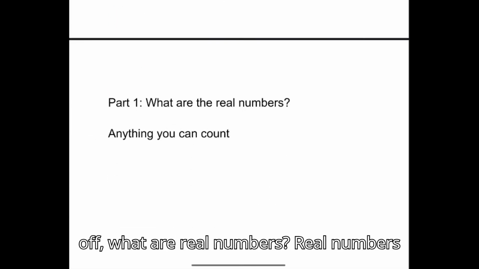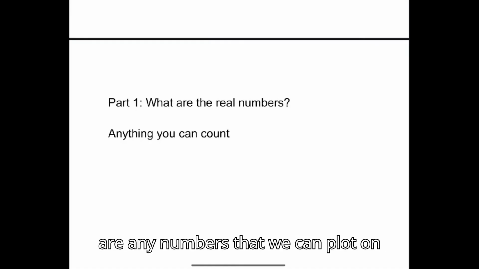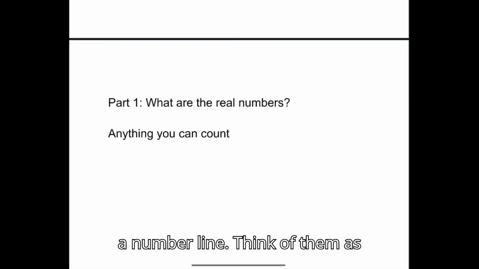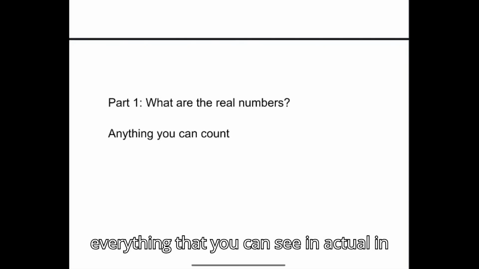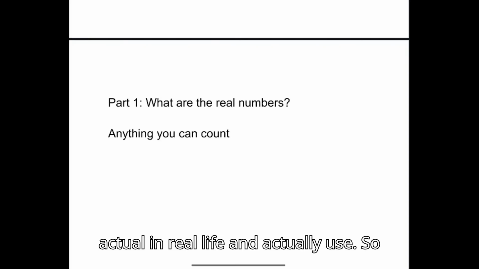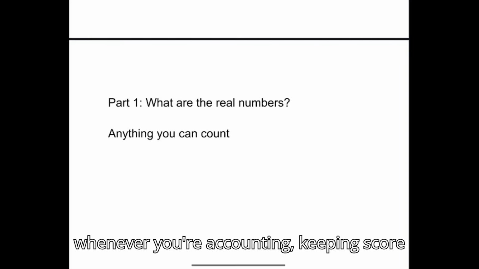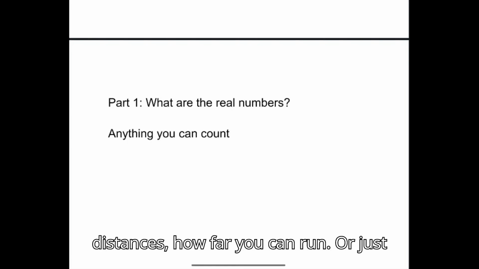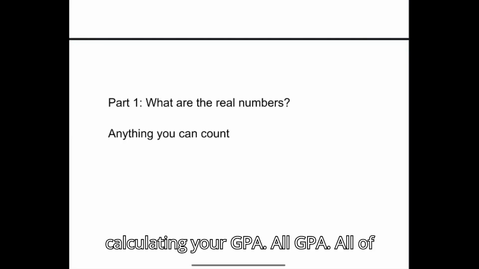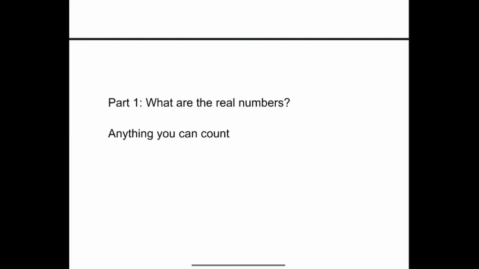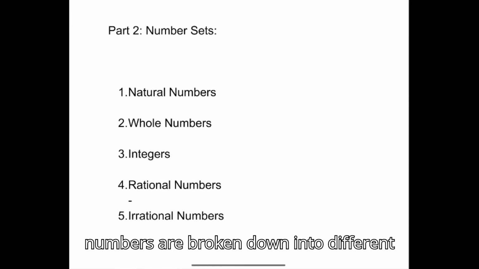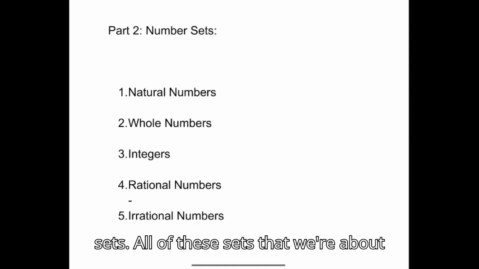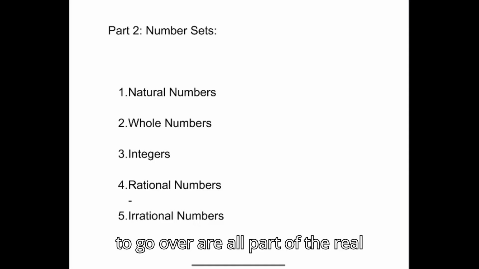So first off, what are real numbers? Real numbers are any numbers that we can plot on a number line. Think of them as everything that you can see in real life and actually use. So whenever you're counting, keeping score of a football game, measuring distances, how far you can run, or just calculating your GPA, all of those are real numbers. These real numbers are broken down into different sets. All of these sets that we're about to go over are part of the real number set.